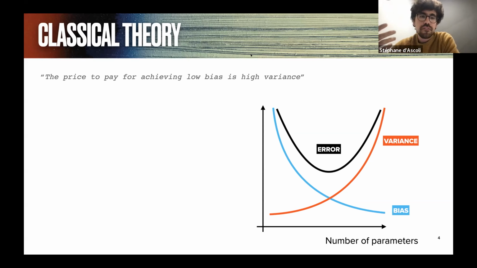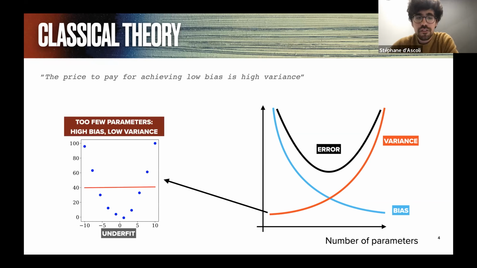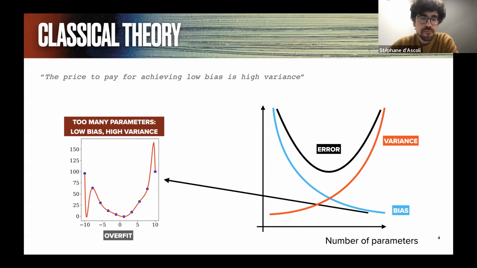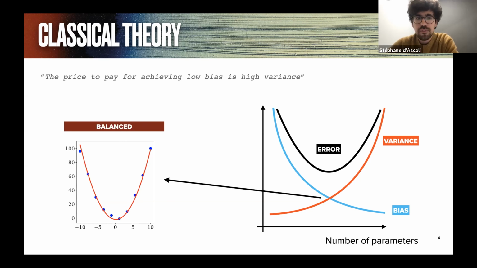Indeed, the price to pay for achieving low bias is typically to have a high variance. If you have a small number of parameters in your model, typically you're going to underfit your data set. If you have too many parameters, you're going to interpolate your data, but typically your variance is going to be large, and that's going to give you poor predictive power. And so ideally, you want a sweet spot in between these 2 extremes to extract just the right information from your problem.